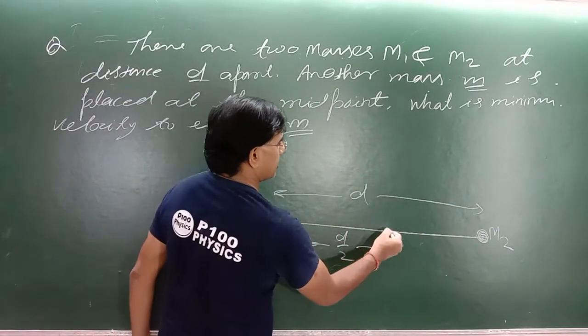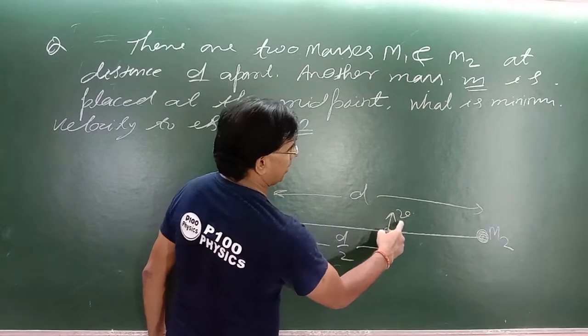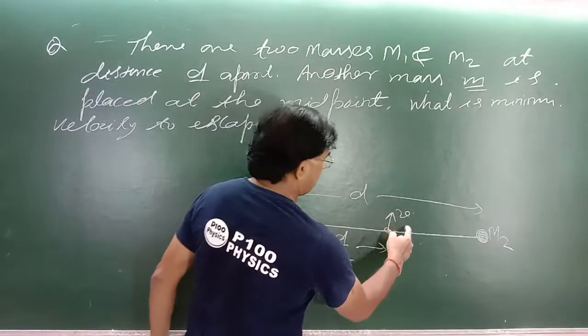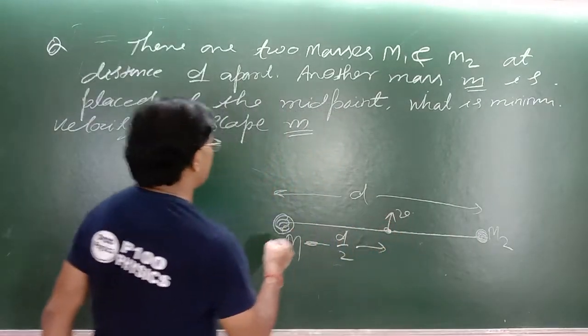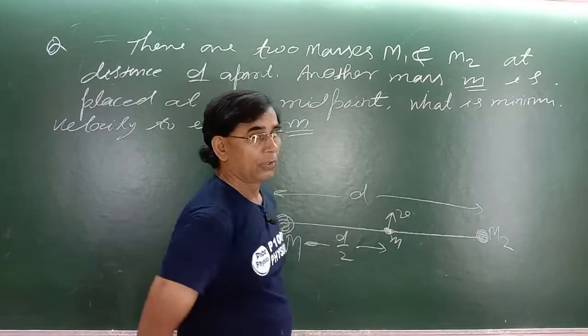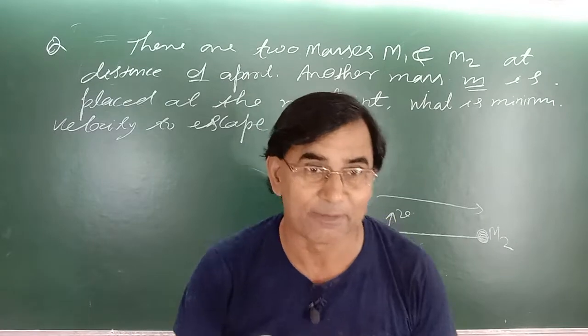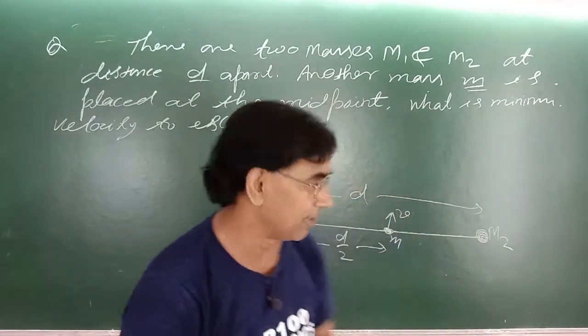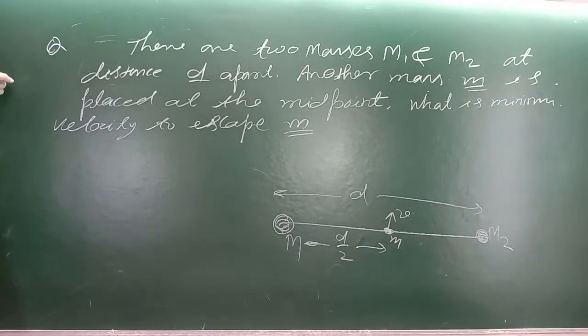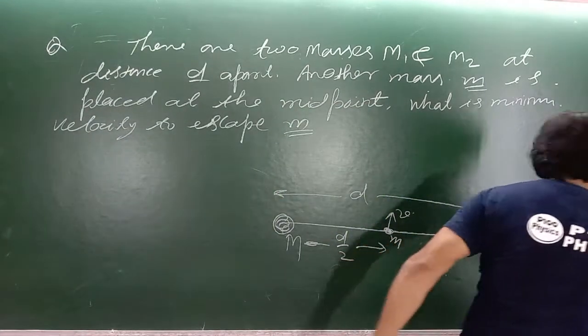What velocity is given to this? Determine this velocity v so that it escapes. To escape, what will be the minimum value of v? To escape these masses, what is the minimum required velocity given to this small mass m? Try to do it. Okay, come on, check your answer.